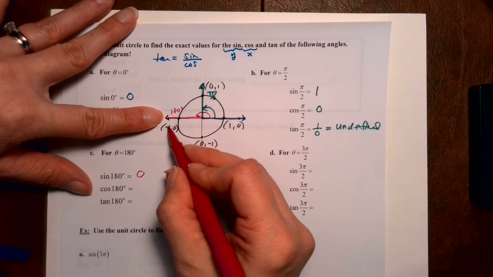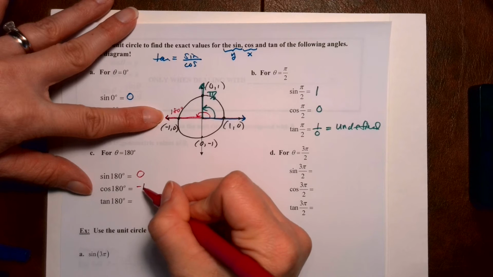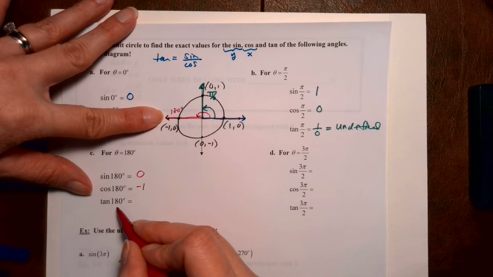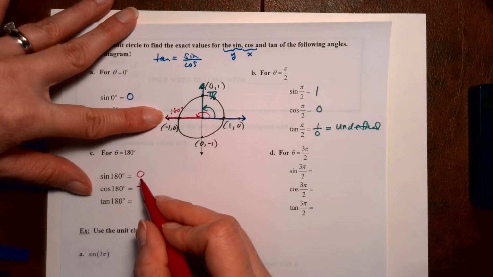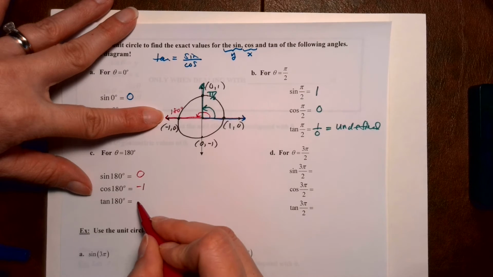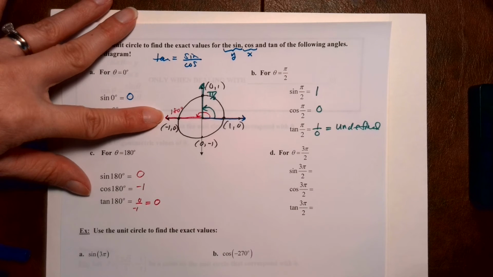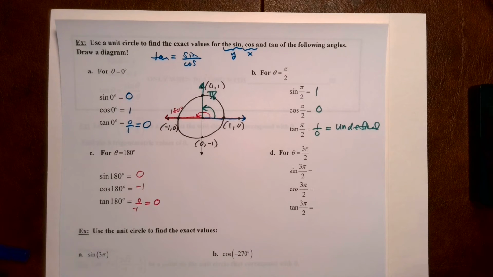Cosine of 180 degrees is -1. And what would the tangent be for 180 degrees? Sine over cosine, the answer is 0. Okay, we got one more.